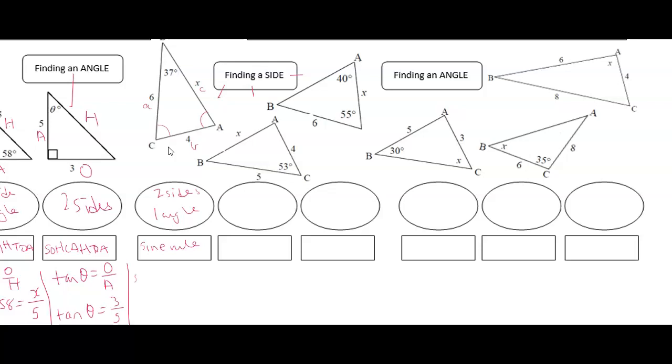So I'm going to write my formula. Sine A over a equals, now because I've got the angle B, I'm going to use sine B over b. All right, let's keep going. So sine A, that's what we're looking for. Lowercase a is 6. Sine B is sine 37, and lowercase b is 4.